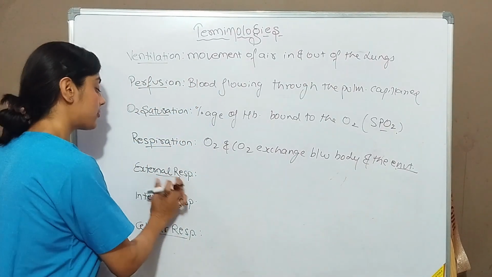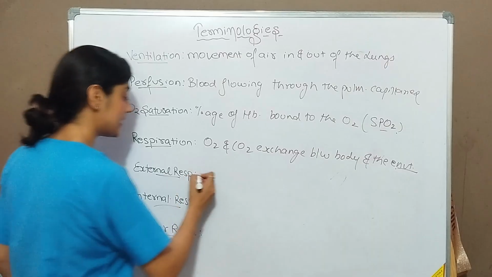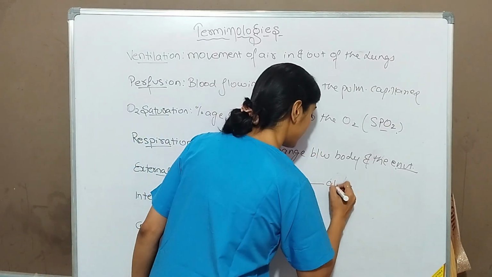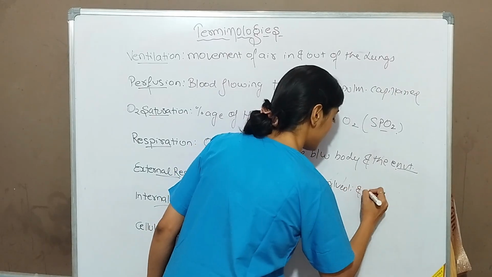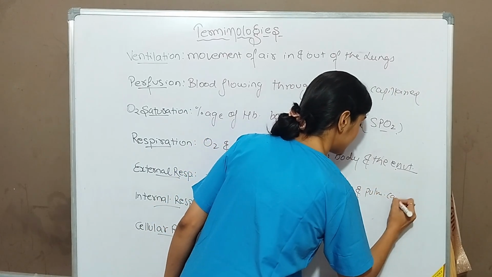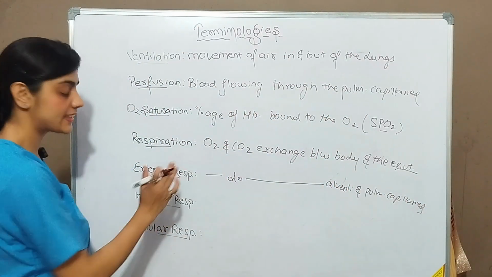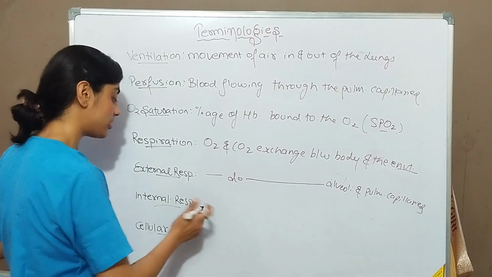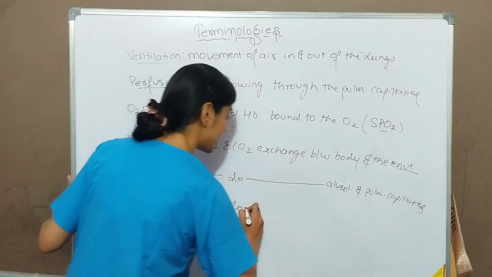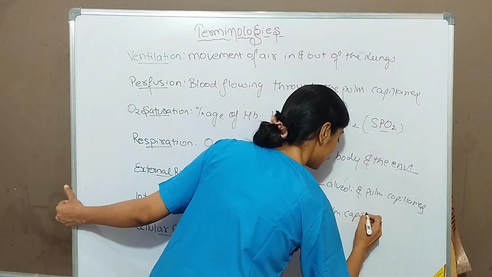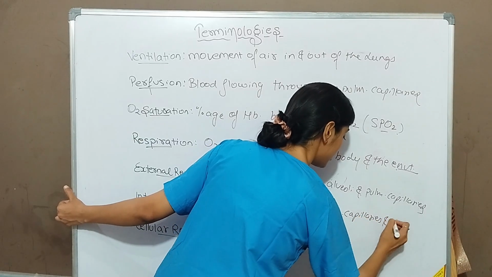Next we have external respiration. External respiration is oxygen and carbon dioxide exchange between alveoli and pulmonary capillaries. This is external respiration. We have internal respiration. It is oxygen and carbon dioxide exchange between pulmonary capillaries and tissues.